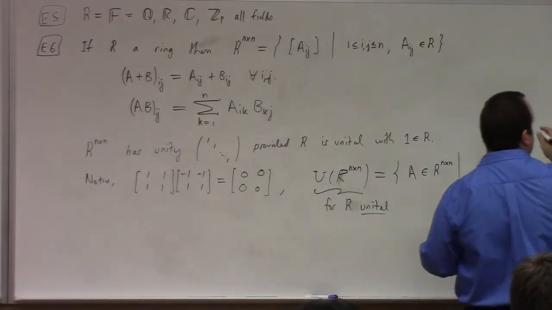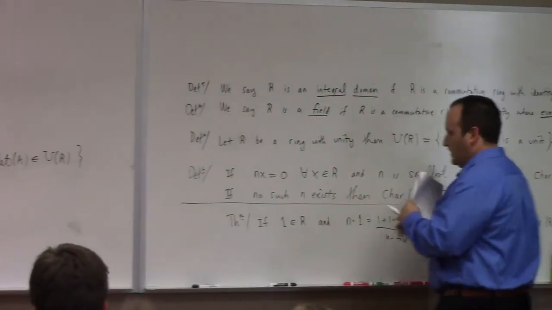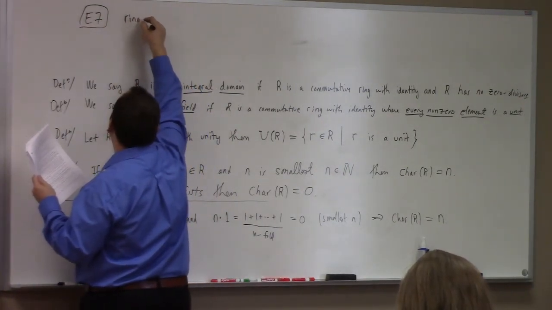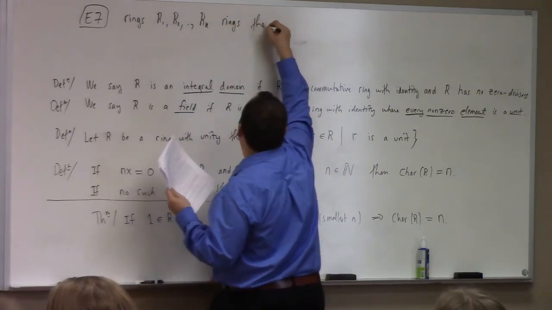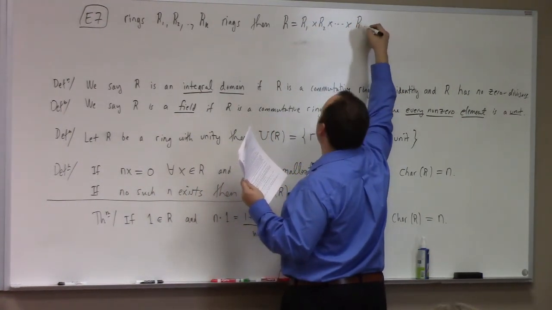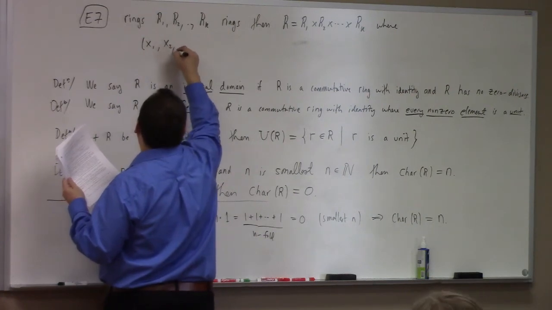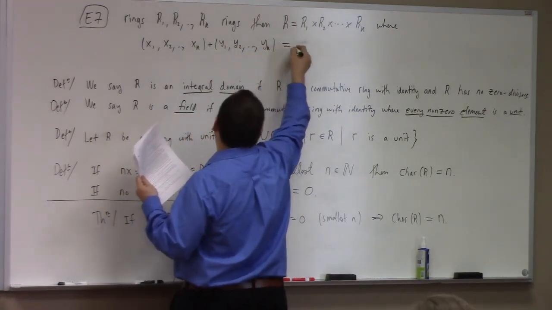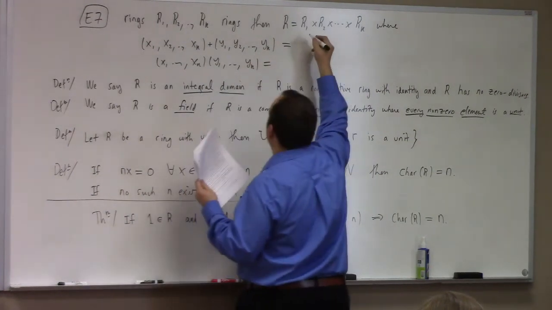And then finally, example 7. If we have rings R1, R2, Rk rings, then we can form a new ring R by the Cartesian product of the rings, right? Where, as you might suspect, x1, x2, xk plus y1, y2, yk, and the product are defined component-wise.